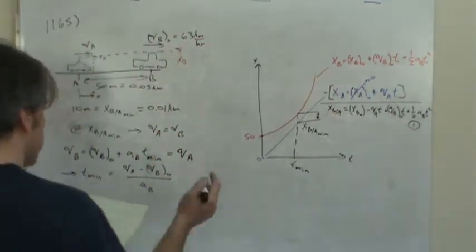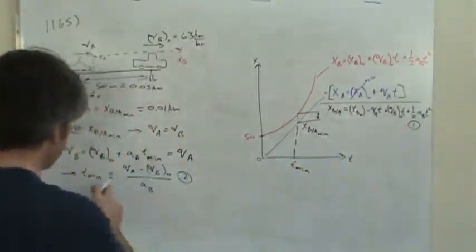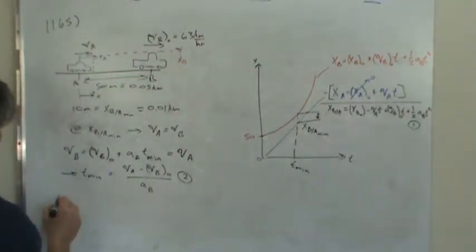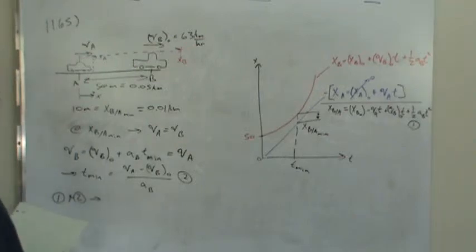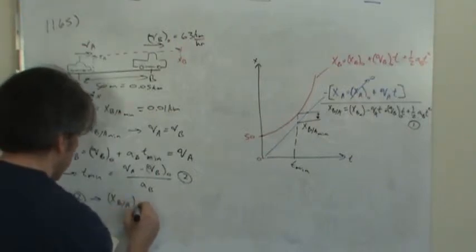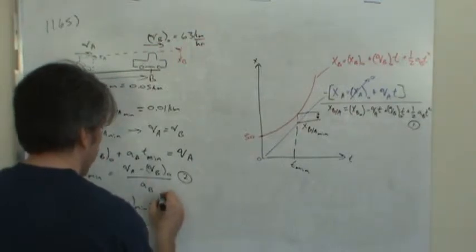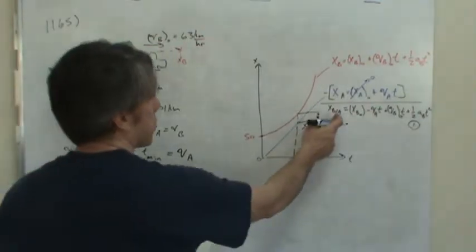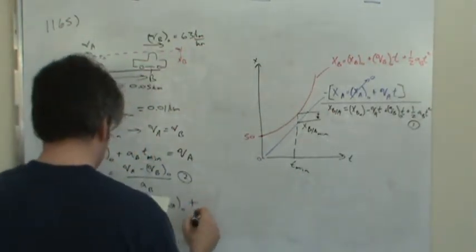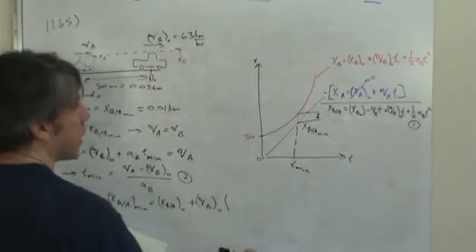So let me call this equation 2, and all I'm really going to do is evaluate equation 1 at equation 2, or at t-min. So basically putting 1 and 2 together, what we find is that at the minimum distance, we're going to have the initial minimum separation, plus the initial velocity of B multiplied by, now here's where I have to plug in t-min.